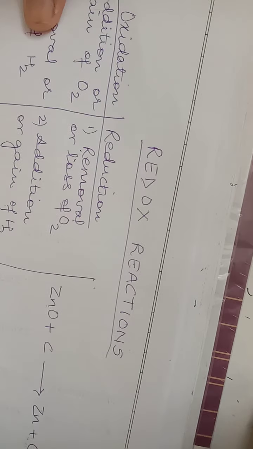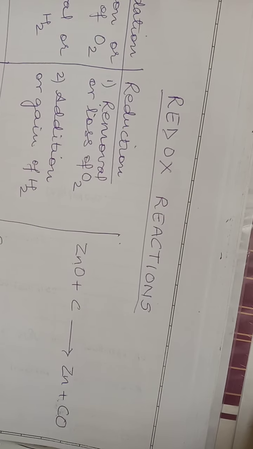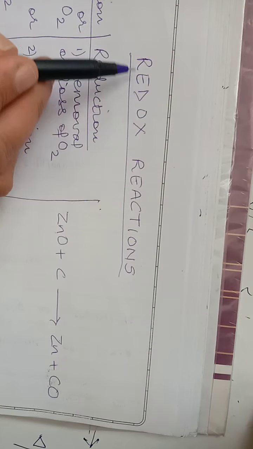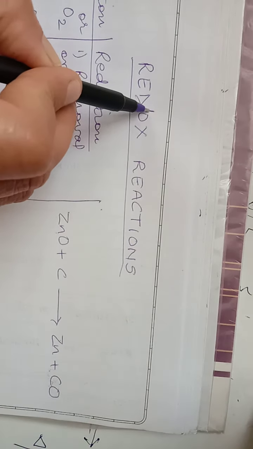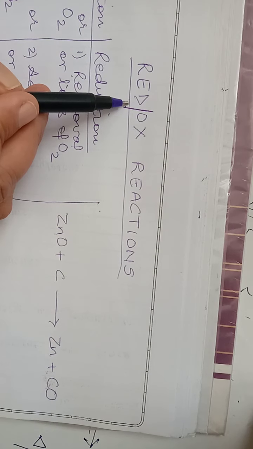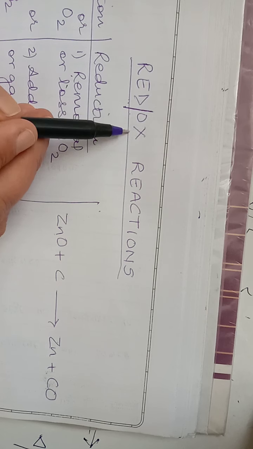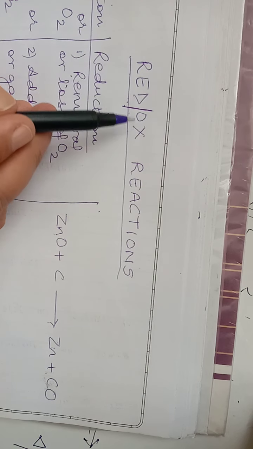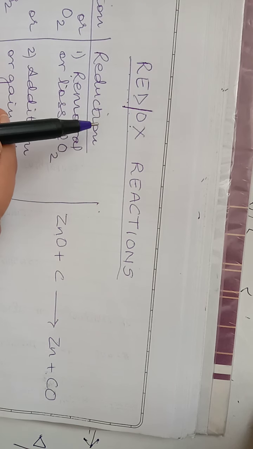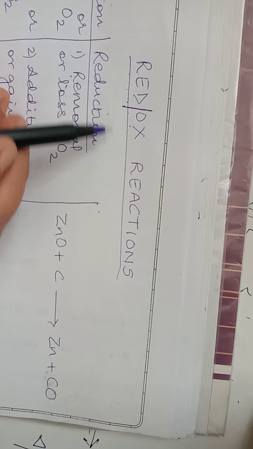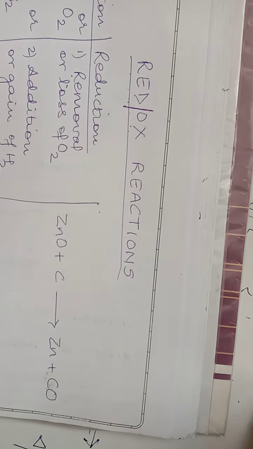Good morning, students. Today we will study redox reactions. If we break the word into two parts, we get red and ox. Red comes from reduction and ox comes from oxidation, so these are also called oxidation reduction reactions. For simplification, we call it redox, or when we combine both, redox reactions.